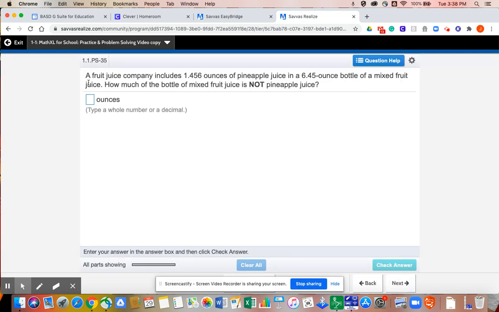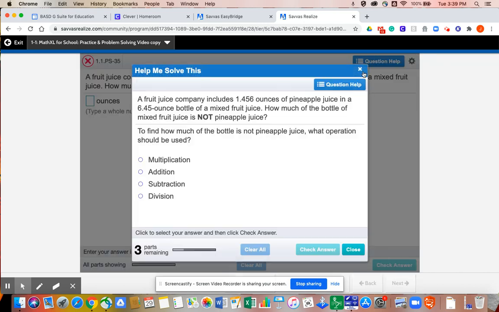Okay, this one here. A fruit juice company includes 1.456 ounces of pineapple juice in a 6.45 ounce bottle of mixed fruit juice. How much of the bottle of mixed fruit juice is not pineapple juice? And I'm going to come up to here, and you can see the two options. I can view an example, or I can help me solve. Let's go to the help me solve.